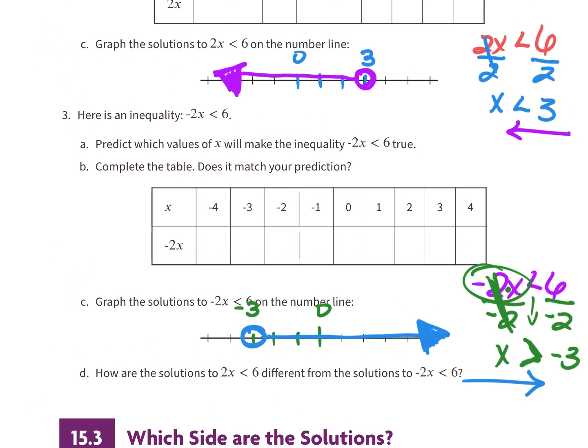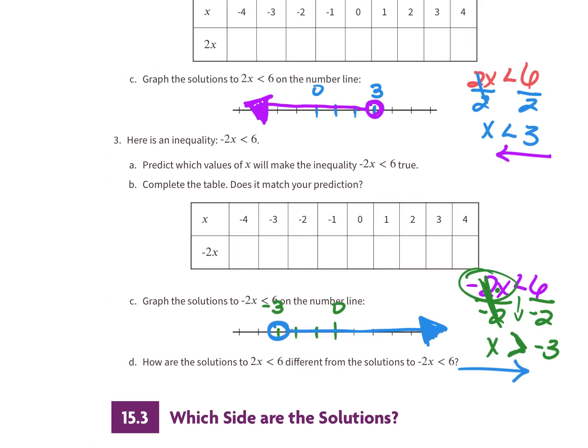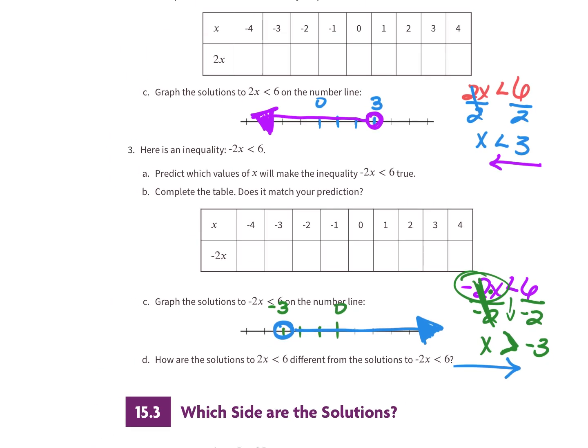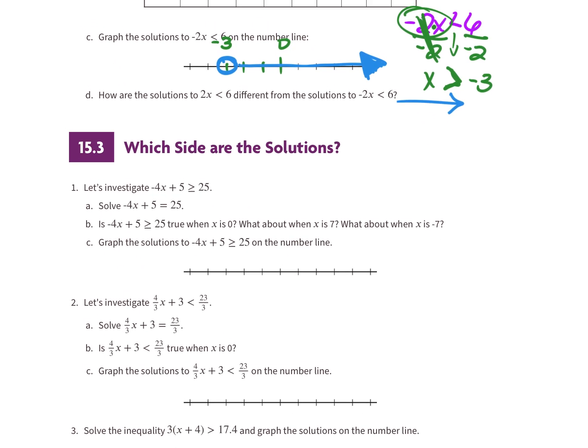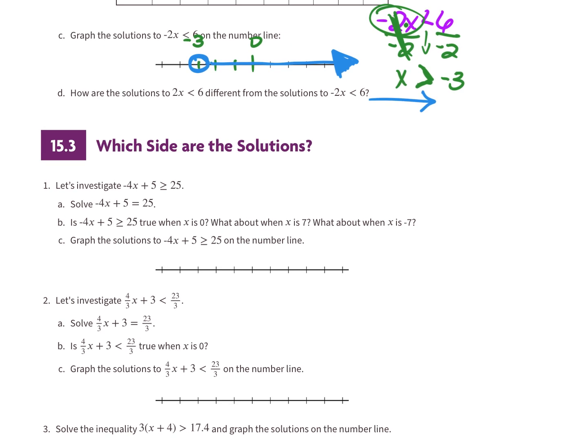How do the solutions to the last two problems differ? Well, one's positive 3, one's negative 3. And because we divided by a negative 2 on number 3, they go in opposite directions. So that's how they're different. Okay? Solve. So they want us to solve the equation and then talk about the inequality. We can just solve the inequality because it's the same process.